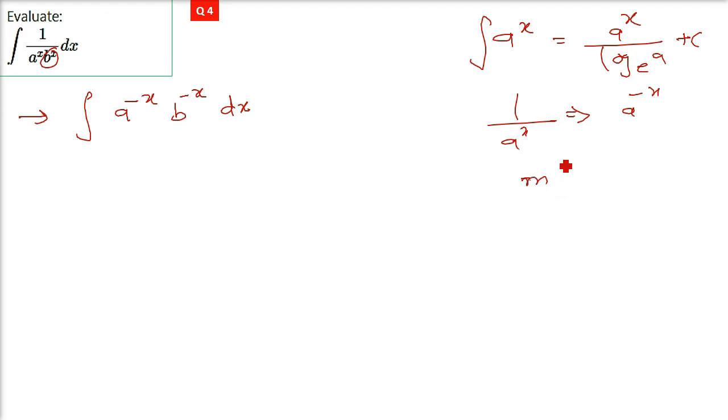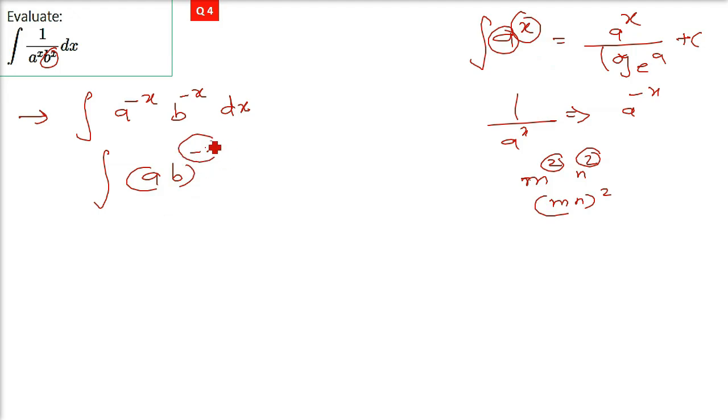That means if you have m to the power 2 and n to the power 2, this simply means mn to the power 2. If the exponents are same, you can just combine these bases, multiply them, and keep one exponent over it. This is ab to the power minus x. Now this is as good as this one only. But right now I will not tell you, because it is going to come in another exercise. There is a whole exercise for that. Just simply say that minus x is some t. So it will be as good as integration of a raised t dt.